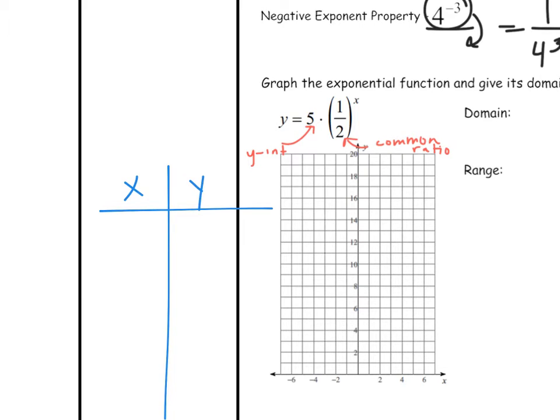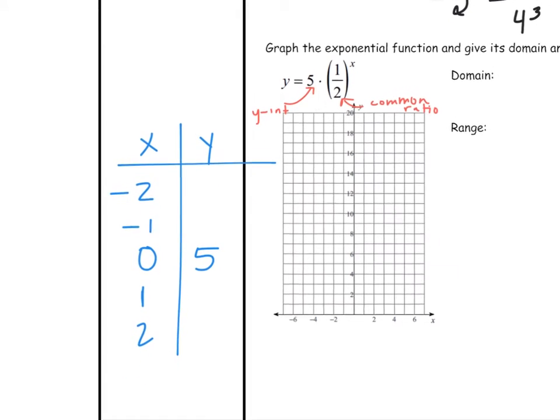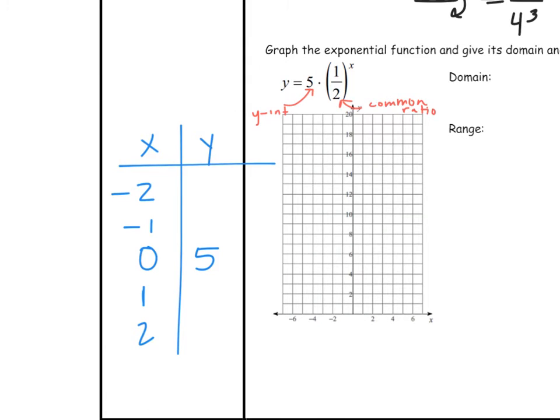Okay, my y-intercept is (0, 5). I want a few negative numbers and a few positive numbers, because it would go both ways. About -2, -1, 1, and 2. That's enough. As x increases, it multiplies by 1/2. So 1 would go with what for the y value? 2.5. It's dividing by 2 or multiplying by half.